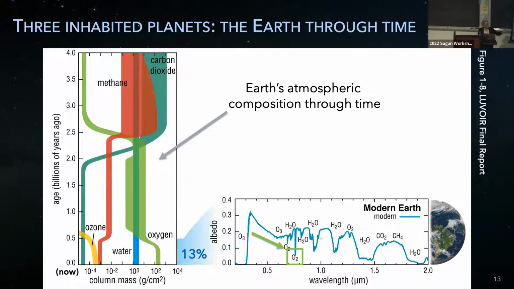Modern Earth spectrum there, that's our usual starting point for thinking about Earth-like planets, but that's representative of only about 13% of the planet's total inhabited history. But at this stage, there is a high level of oxygen in our atmosphere produced by photosynthetic life. And so a key biosignature we would look for is molecular oxygen, O2.